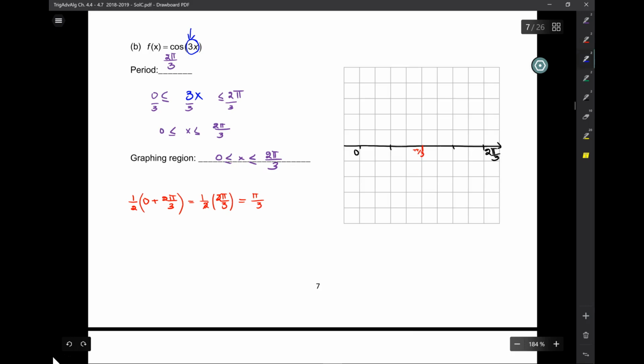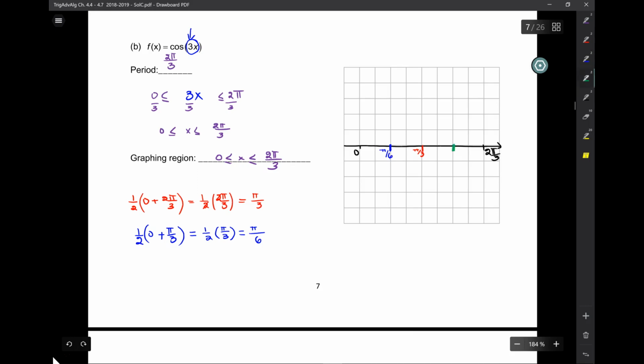Okay. Now, let me do one more. Now I'm going to do the blue here. So let's figure out what that is the midpoint of. That is the midpoint of 0 and pi over 3. I take those two, 0 and pi over 3. I add them and I divide by 2. So that's half of pi over 3. Multiply the top, you get pi. Multiply the bottom, you get 6. So that's pi over 6.